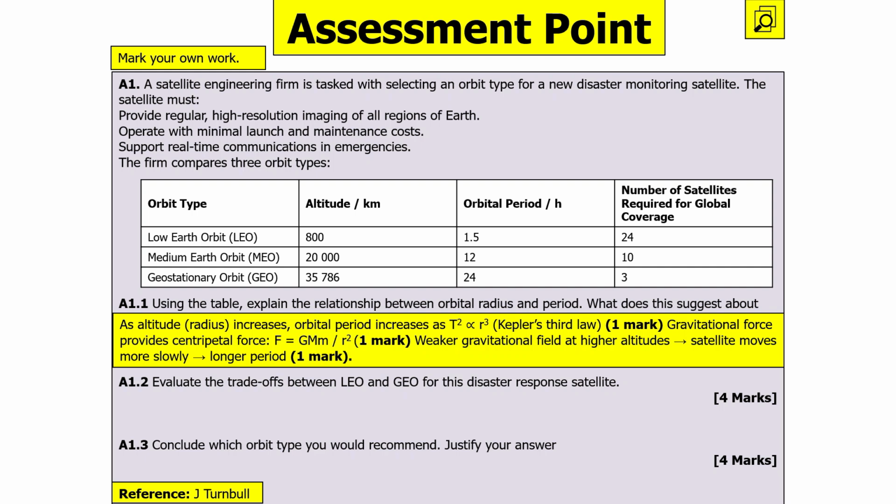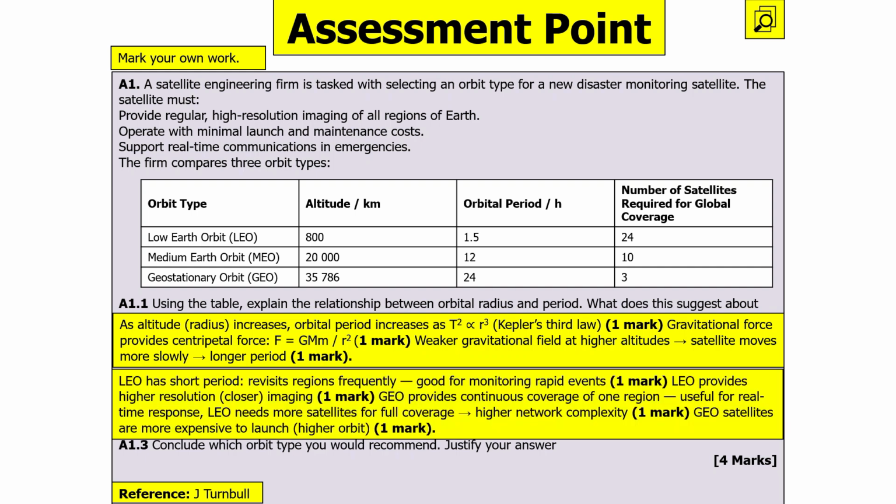So this indicates to us that there's a weaker gravitational field at higher altitudes, so the satellites will move more slowly, leading to the longer time period. Now, the LEO has a short time period, so revisits regions frequently, which is good for monitoring rapid events. The LEO provides higher resolution imaging as it's closer, but the GEO provides continuous coverage of one region, which again is useful for real-time responses.